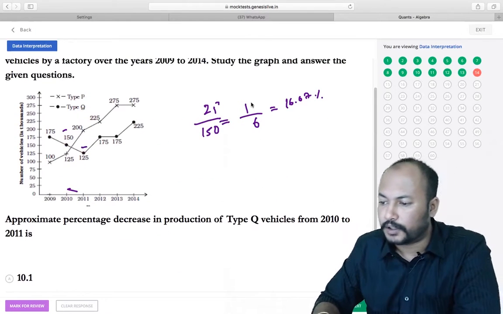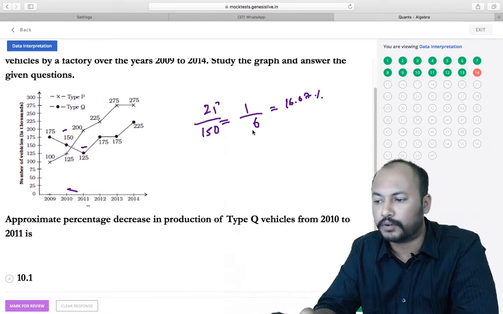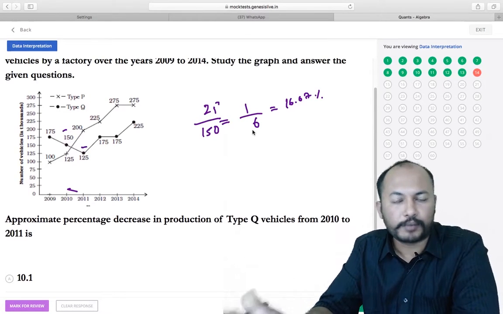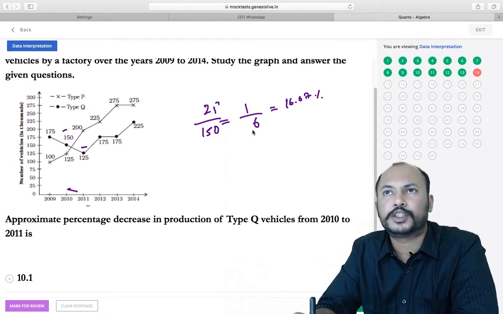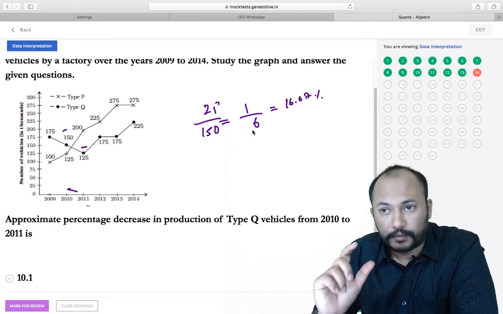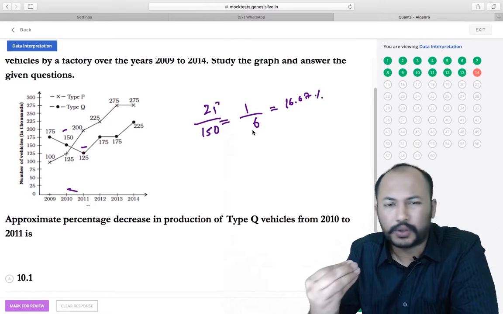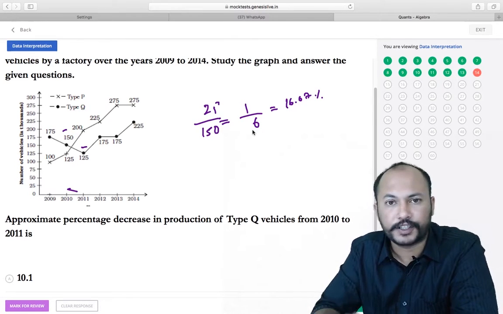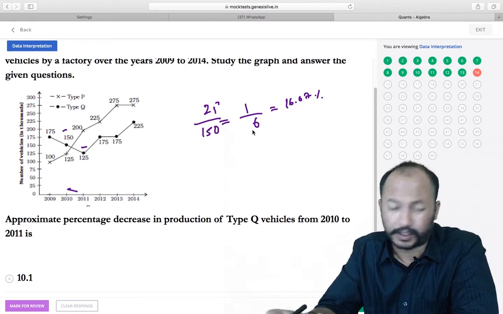Cool. Now see, 1 by 6, I think I have told you already about this, 1 by 6, 1 by 5, 1 by 4 and these fractions, in the percentage or ratio proportion chapter, maybe in percentages only. Remembering the fraction equivalents of percentages of these standard numbers is going to play a vital role, guys. I'm repeating that once again. Please remember 1 by 6 is 16.67.